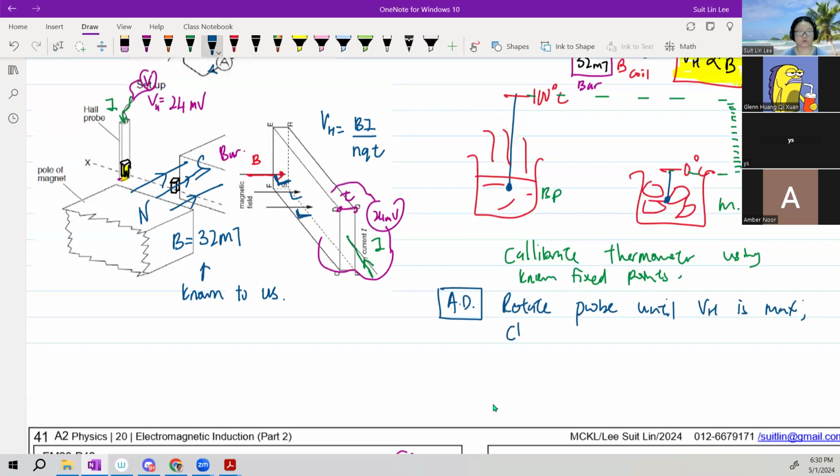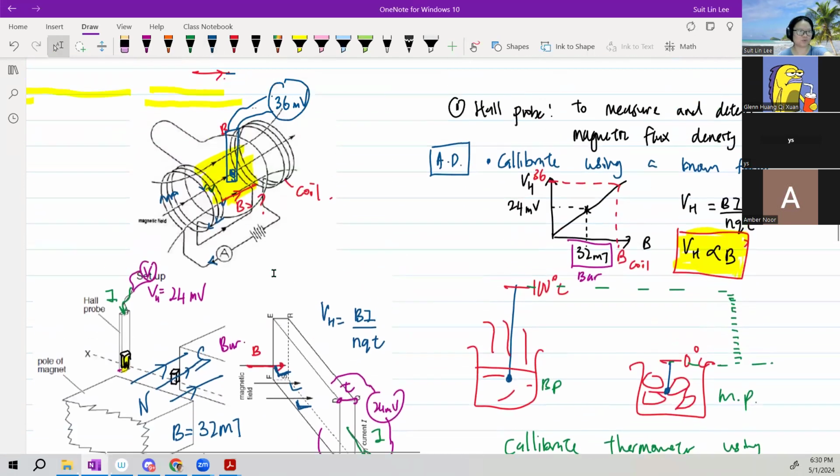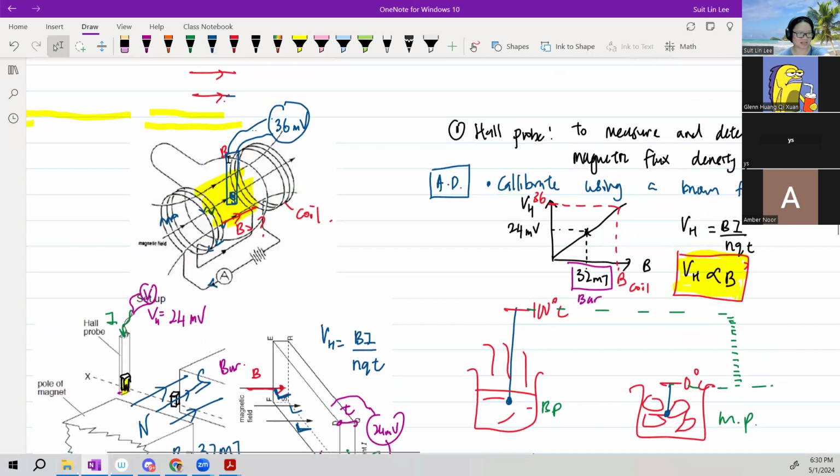And then what do you do? You clamp. If you don't clamp, then you hold, you expect your hand to maintain the same angle. Not possible. Okay. So you will put the Hall probe inside this highlighted yellow position, and you slowly turn until your VH is maximum. And then you take a clamp and you clamp the Hall probe in place. Like a selfie stick.